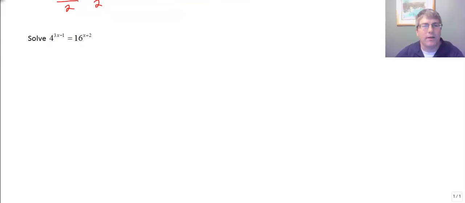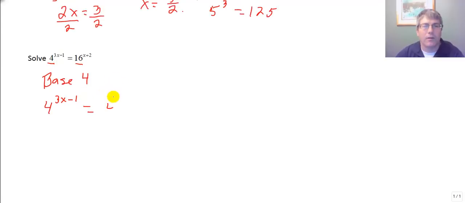So let's do a second one here, a little bit more complicated. We have 4 to the 3x minus 1 equals 16 raised to the x plus 2. Well, we have base 4 and base 16, so we can easily rewrite this in base 4. So we have 4 to the 3x minus 1 equals, well, 16 is 4 squared, all raised to the x plus 2.